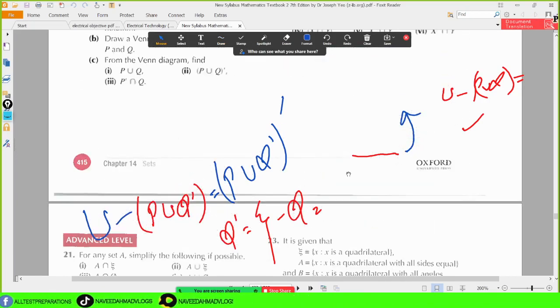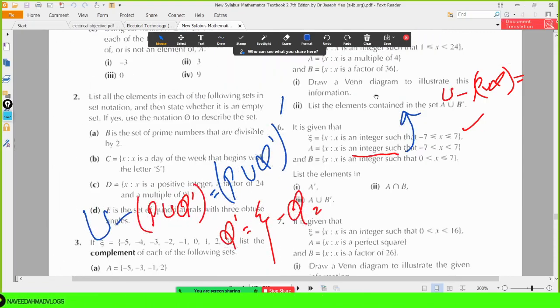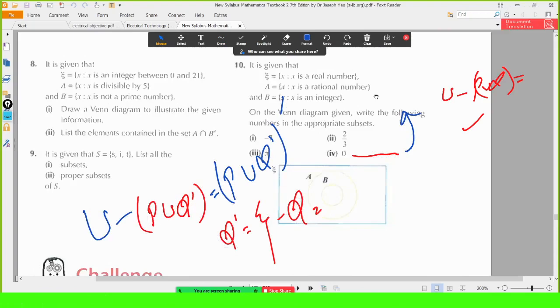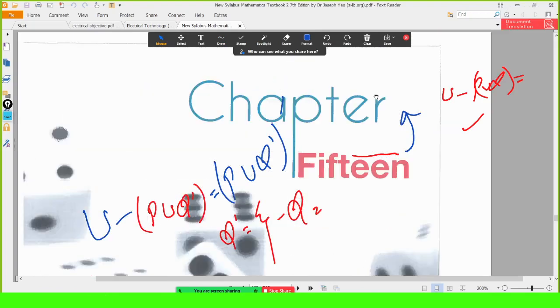Yeah, do the remaining questions as well, hopefully it will be clear to you. Now let's come toward the next exercise. That is probability of single events, okay. This is related to probability, okay.